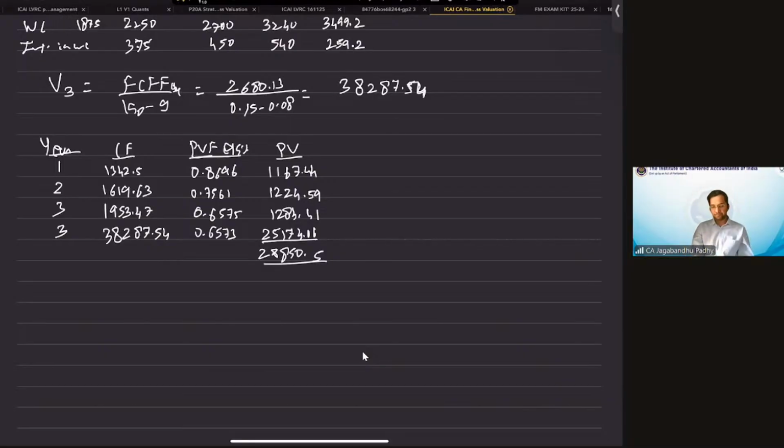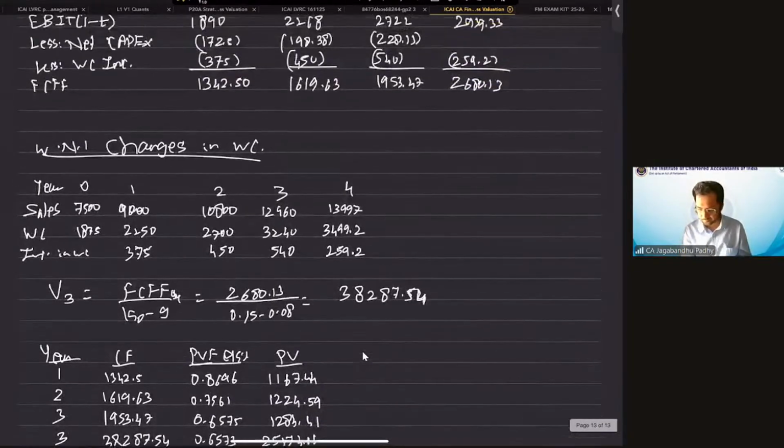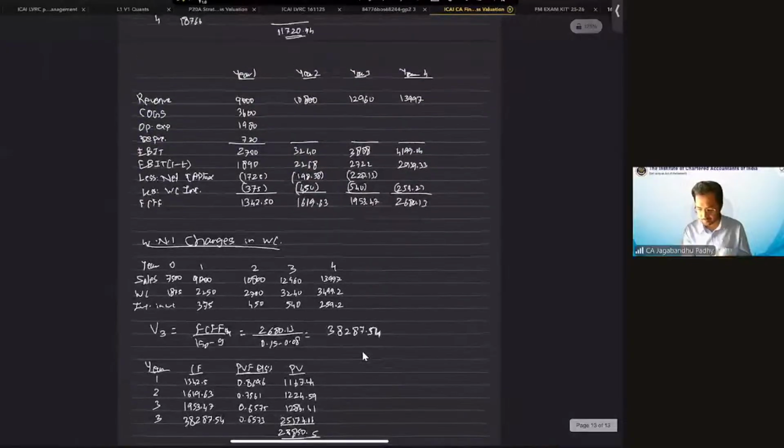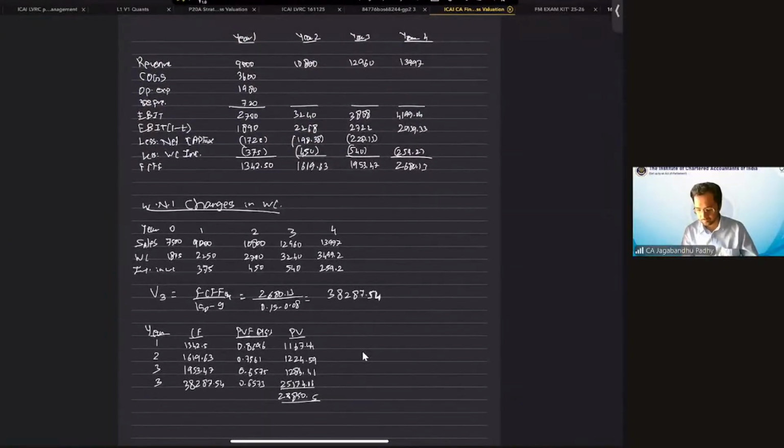Can you see the fourth year figures above? Yeah. So the EBIT is going to grow by 8% directly, you can say. Okay. So yes, 28,850.5. That's the value of the business using the FCFF approach.